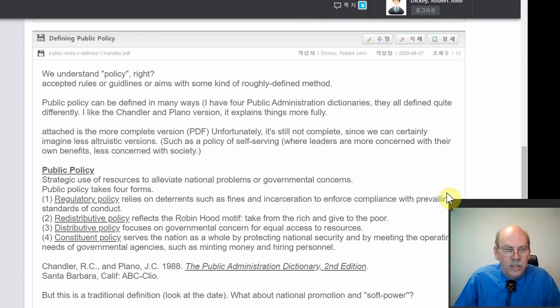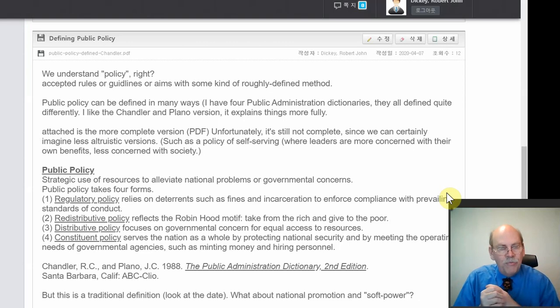Regulatory policy, redistributive policy. Then the third one is distributive policy. And this is where government is worried about making sure that everybody has a chance. Everybody gets a shot. Everybody is equal to these opportunities, to these resources.